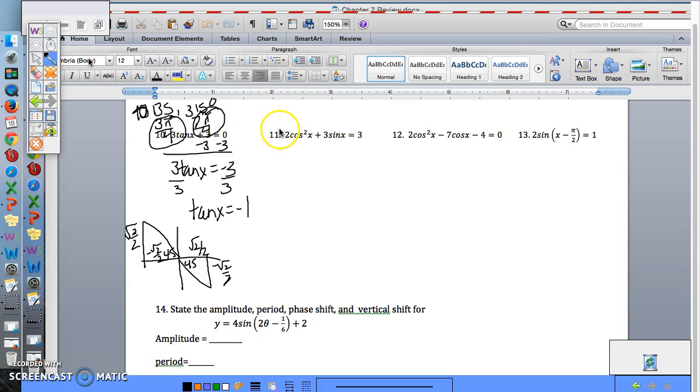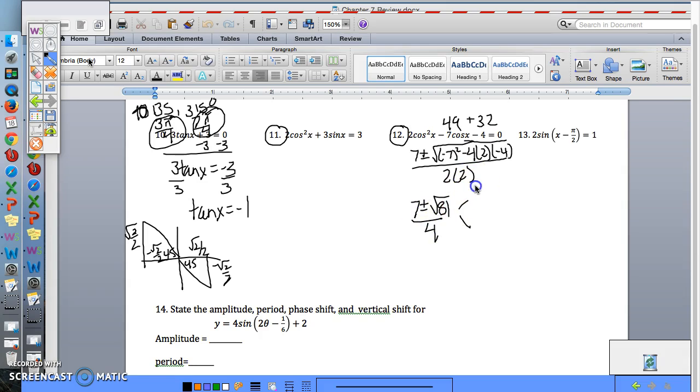We're going to come back to 11 in a minute. We're going to jump to number 12 here. So 12 is a quadratic, so we can do the quadratic formula. So the opposite of b plus or minus the square root, b squared minus 4ac all over 2 times a. So let's see, this is 49, so that would be plus 32. So we have 7 plus or minus the square root of 81 over 4. So we have 7 plus 9 over 4 and 7 minus 9 over 4.